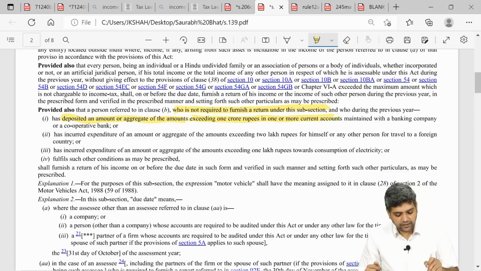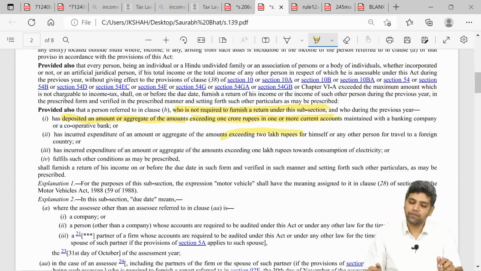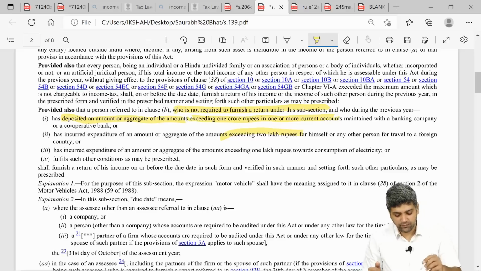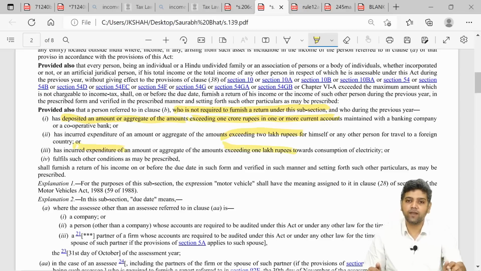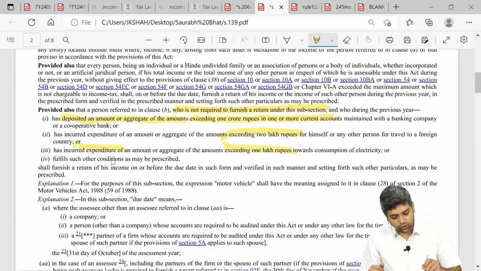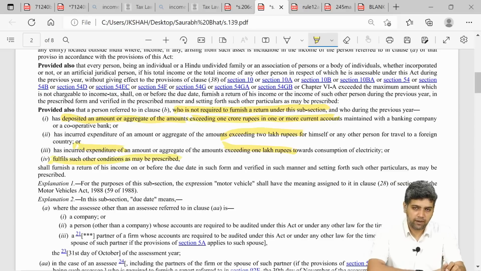Second is she has incurred expenditure aggregating or exceeding 2 lakh rupees for travel to a foreign country. Now that is also not happening in this question. She has deposited or rather incurred an expenditure exceeding 1 lakh rupees towards consumption of electricity. Now that has also not happened, or the question does not provide. But then they say she fulfills any other such conditions as may be prescribed.